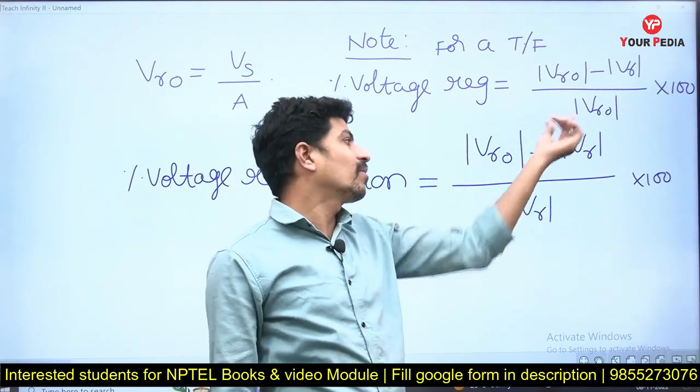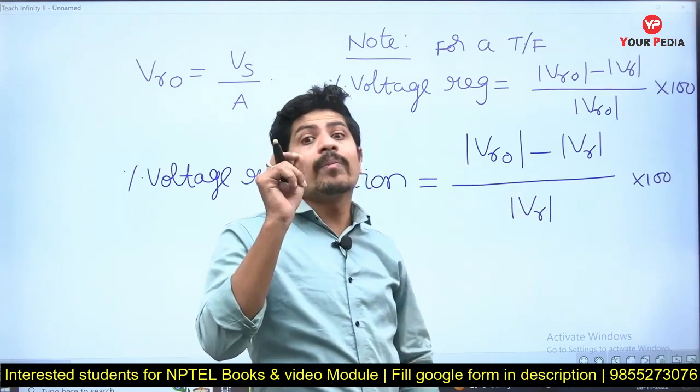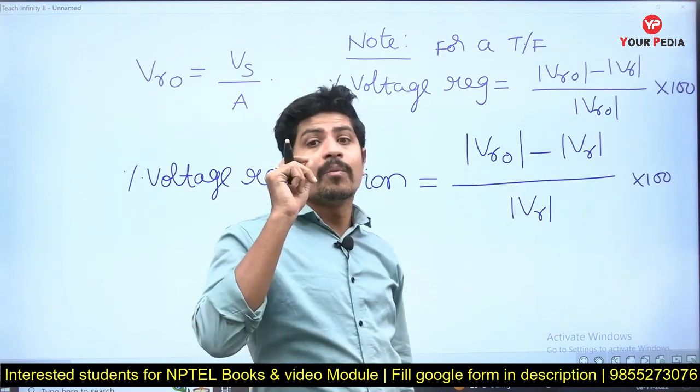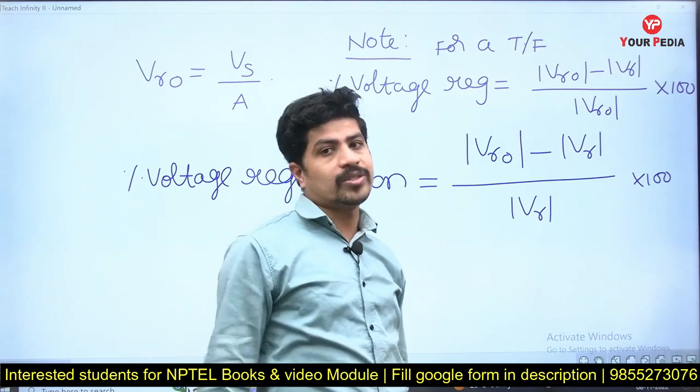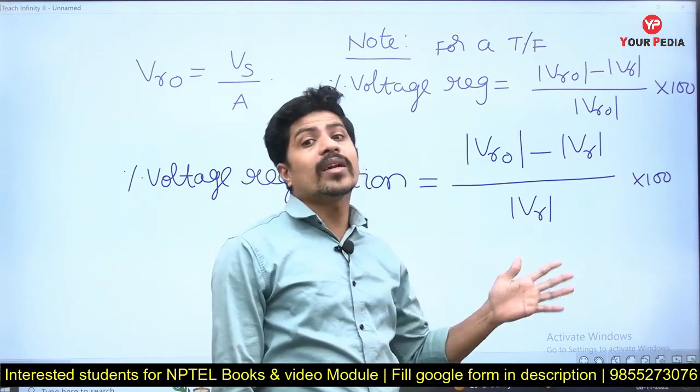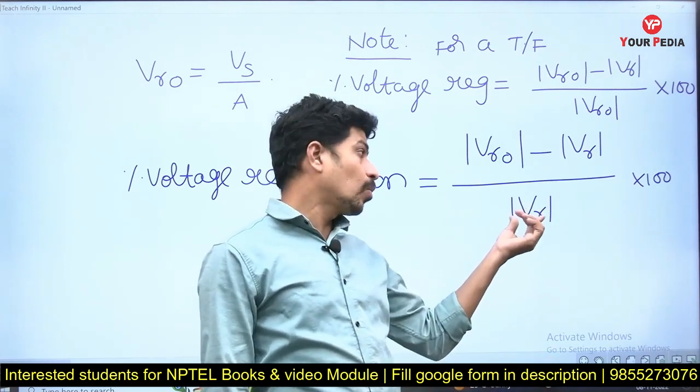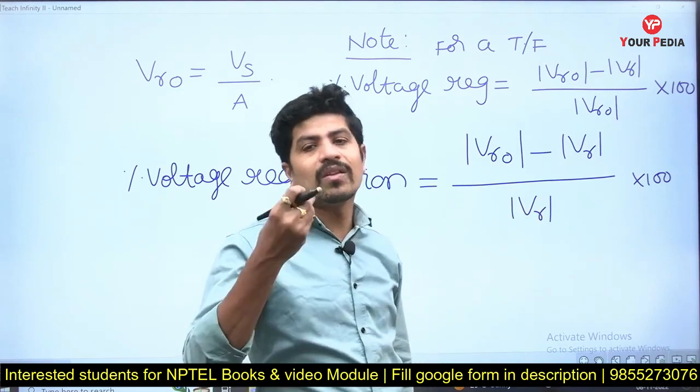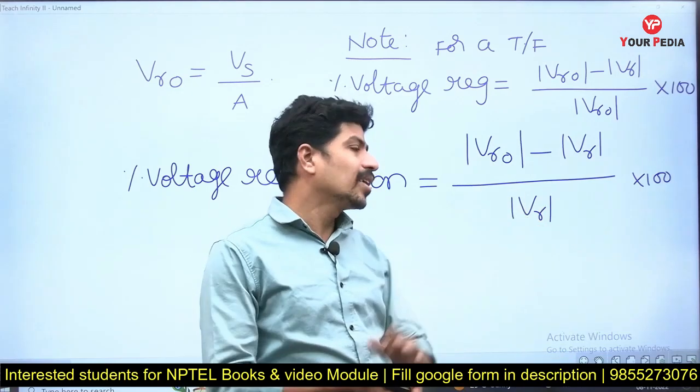Sir, why do we take no load here and full load there? On the nameplate details of a transformer, the mentioned voltage is always the no load voltage. But on all other electrical machines, the mentioned voltage is the full load voltage. That's why, whatever data we have, that only we take as reference.